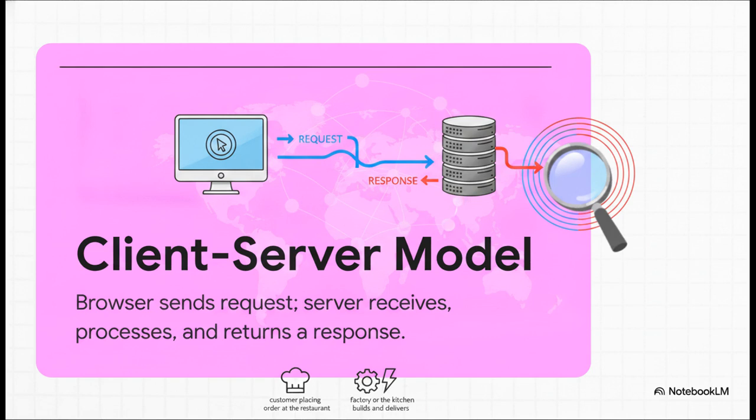Think of your browser as a customer placing an order at a restaurant, and the server as the kitchen that builds and delivers exactly what you ask for. The internet is essentially just trillions of these tiny ask and receive transactions happening all at once.